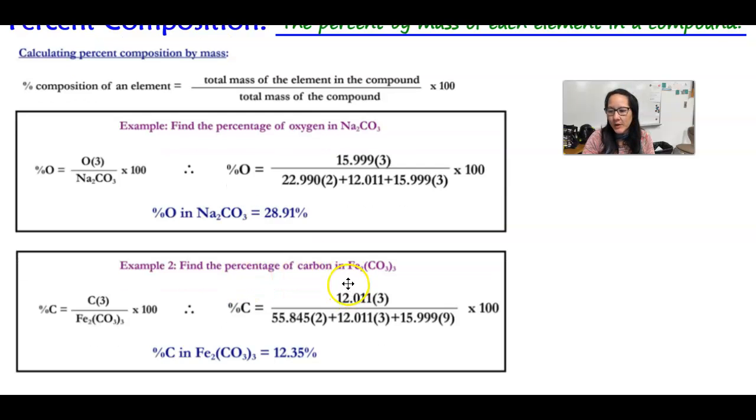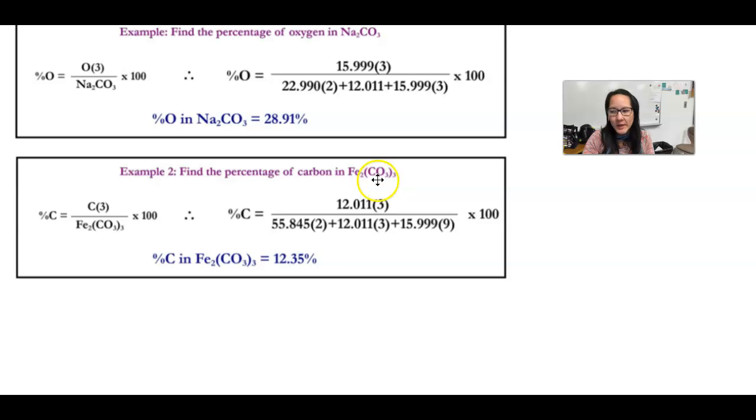Another example, if I wanted to know the percentage of carbon in iron 3 carbonate, then I would add up the total number of carbons. In this case, notice the 3 distributes into the parentheses, so we have 3 carbons, divided by the mass of the whole compound times 100. So it would be 12.011 times 3 divided by the mass of the whole compound times 100, and we get 12.35% carbon in iron 3 carbonate.